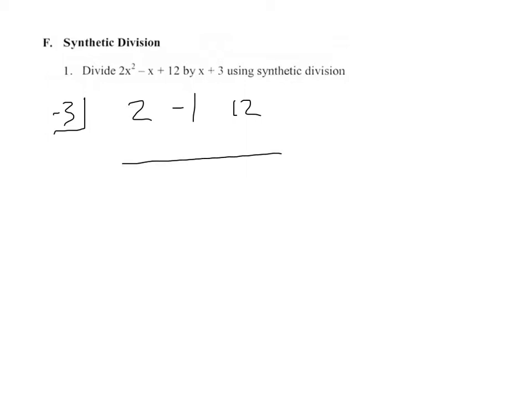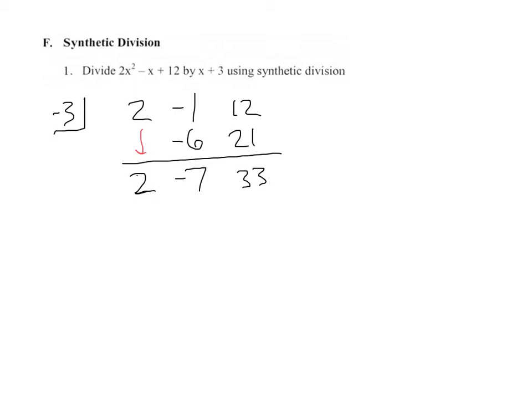Okay, and then basically all we're going to do is we're going to drop the first coefficient. So I'm going to drop the 2. Then we multiply this number times what we just dropped, so -3 times 2 is -6. We're going to write it right below the next number in the line, and then we add them. So -1 plus -6 is -7. And we just keep repeating that until we get to the end of our numbers. So -3 times -7 now is positive 21. We add those together, we get 33.